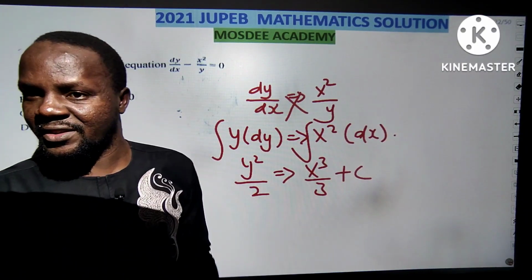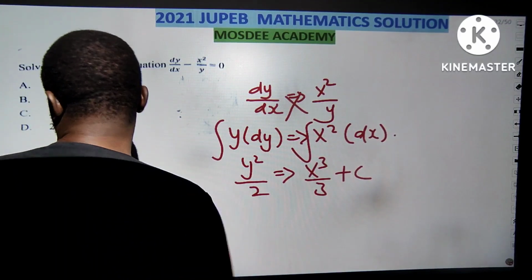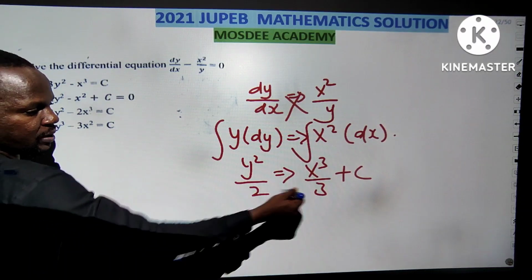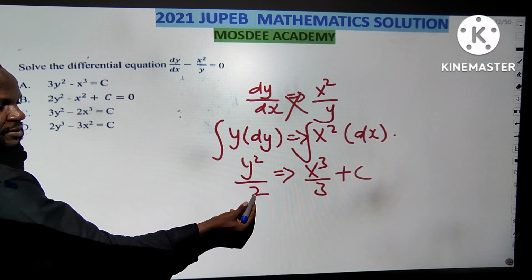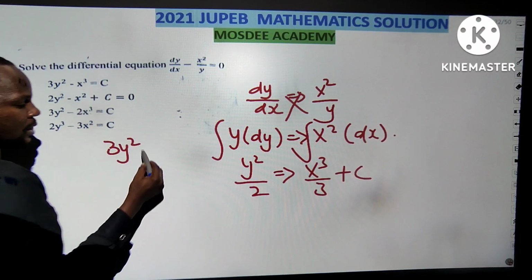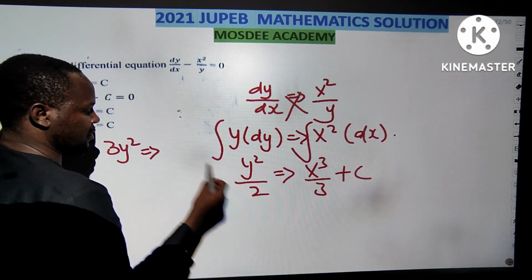You multiply through by the LCM. So let's multiply through by the LCM. The LCM of 2 and 3 is 6, so we are multiplying each of them by 6. 2 can go in 6 how many times? 3y squared is equals to, 3 can go in 6 how many times?